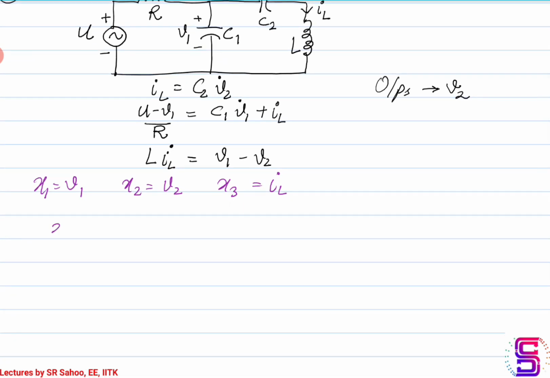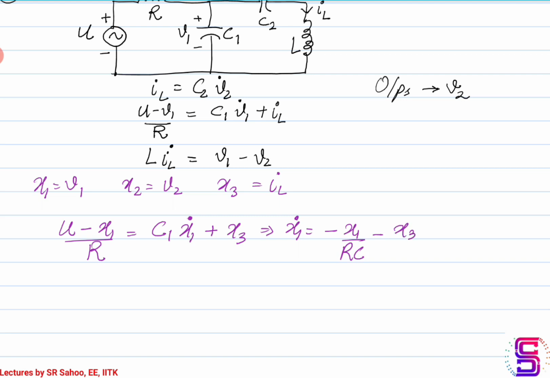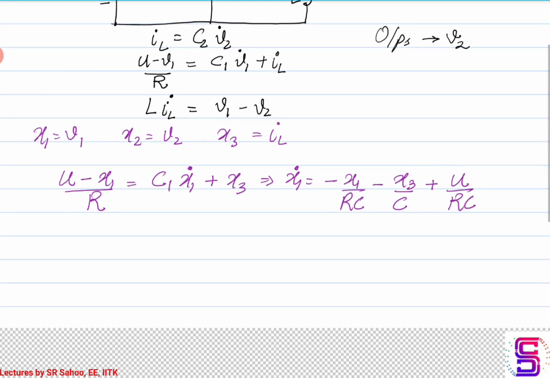So what we have is U minus x1 by R is equal to C1 x1 dot plus x3, which implies that x1 dot is nothing but minus x1 by RC minus x3 by C plus U by RC. So this is the first differential equation.